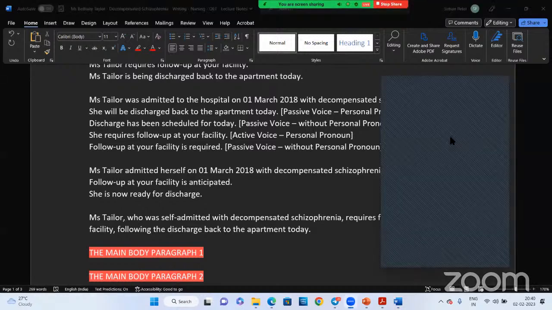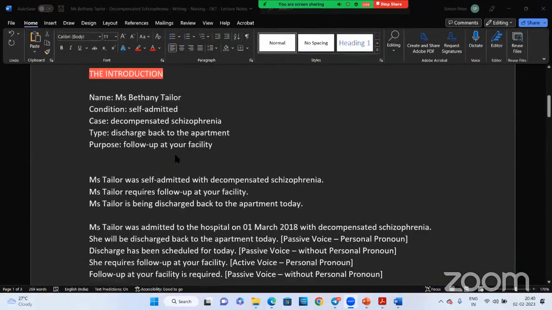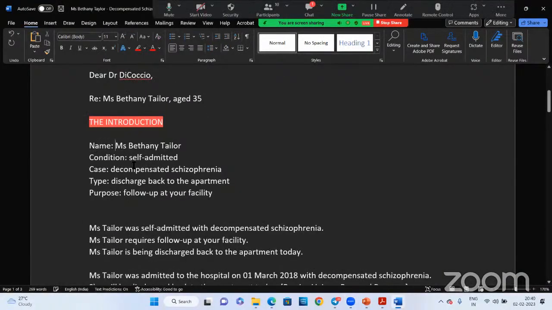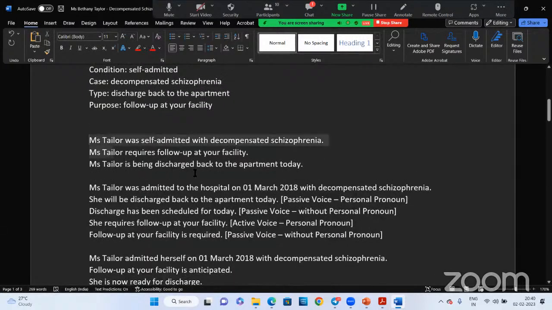Yeah, all of you. So many different styles I have given you now. So these are the components which will go into the letter: name, condition, case, type of letter, purpose. Okay. So three different sentences, right?